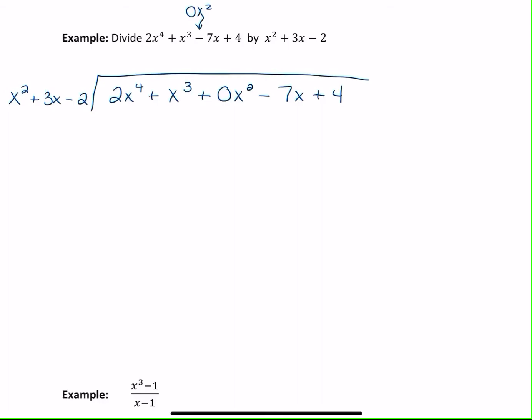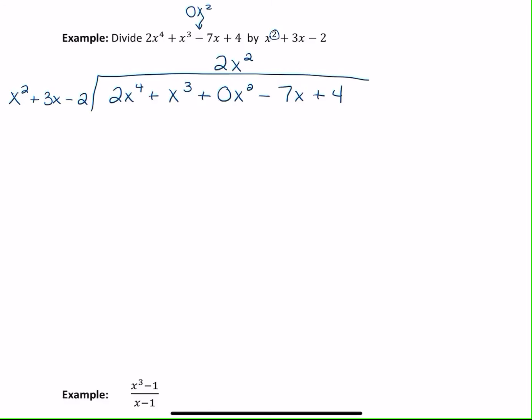So don't forget about the placeholders. Make sure it's in order. We're also doing something a little different because we're dividing by a quadratic, but it's still the same process. I look at just the first term of the divisor and the dividend. What do I multiply x squared by to get 2x to the fourth? And that's going to be a 2x squared. So I'm going to put that above my squared term.